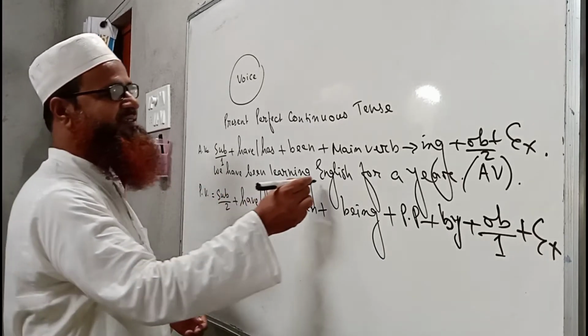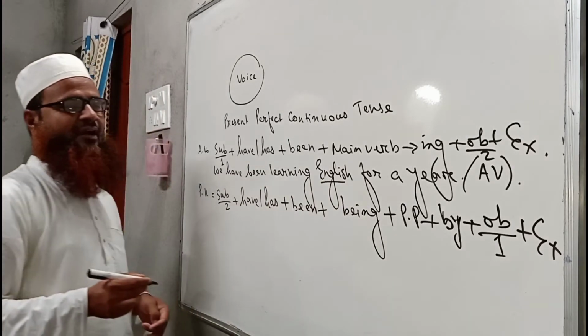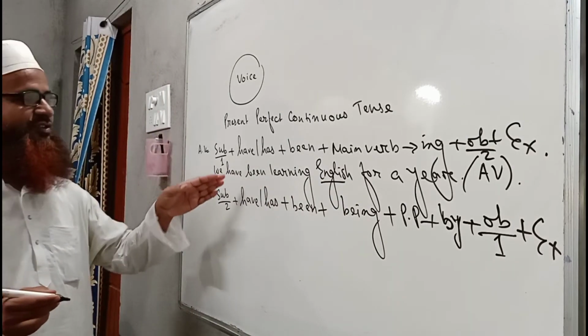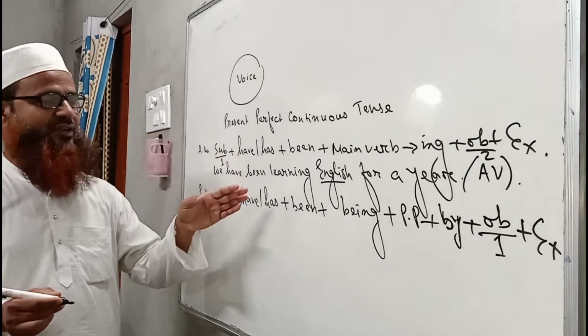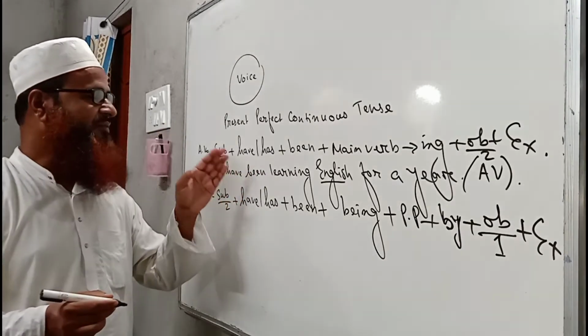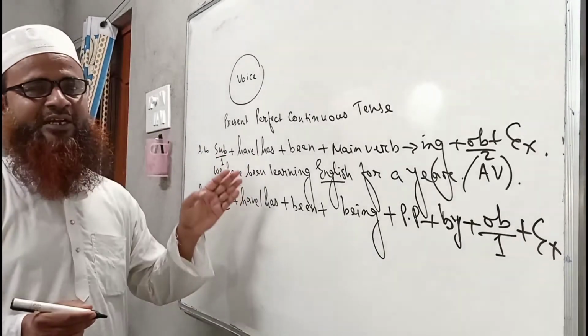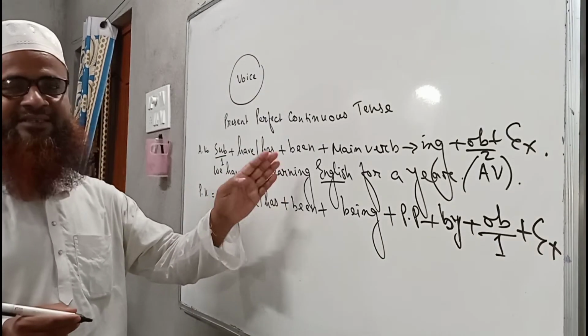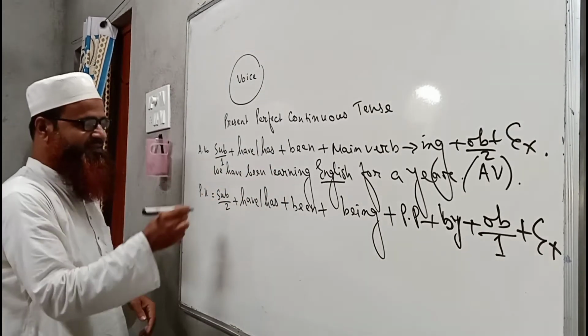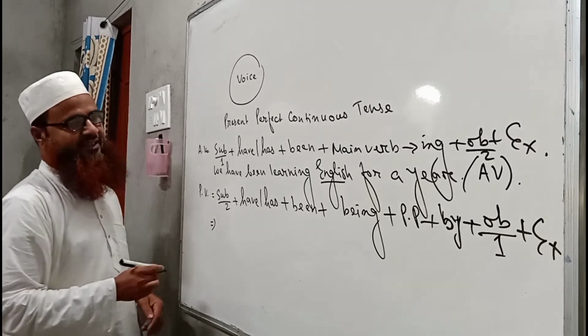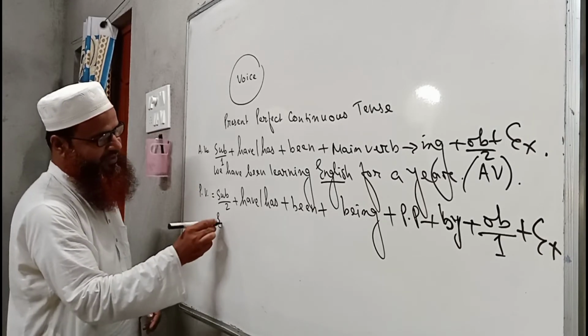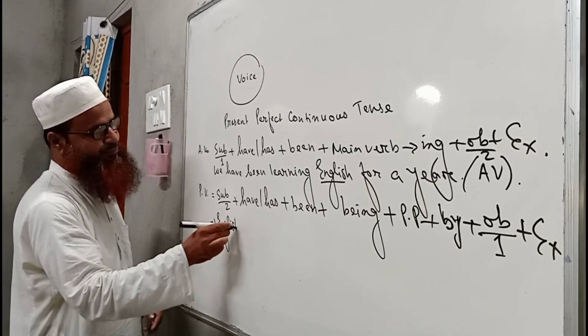Here the object is English. You know, the object is English because if we ask question with the verb, what have we been learning or what have you been learning, the answer is English. So this one is the object. So English will come at the very beginning as the subject of the passive voice sentence.